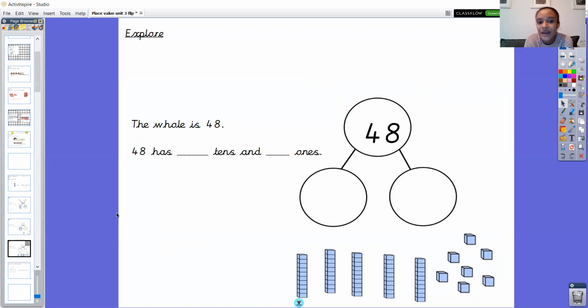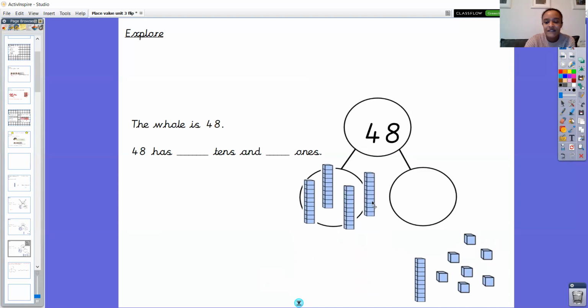Okay, this time my whole is what? Just a big number there. My whole is 48. So how many tens and how many ones do I need for the number 48? I need 4 tens, don't I? Can you see this? My tens number, I need 4 of them. So can you count them with me? 1, 2, 3, 4. And now can you count them in your tens instead of in ones?